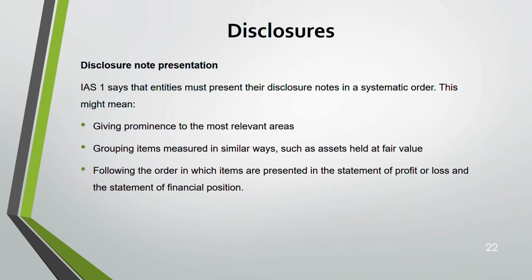Third, follow the order in which items are presented in the statement of profit and loss and the statement of financial position. For example, in the statement of financial position, we usually start with land and buildings. We start with non-current assets. So when you disclose, you disclose non-current assets first, then current assets, then liabilities, like that. Same way for the statement of profit and loss, we start with sales, then cost of sales. So like that you have to disclose, in that order only.